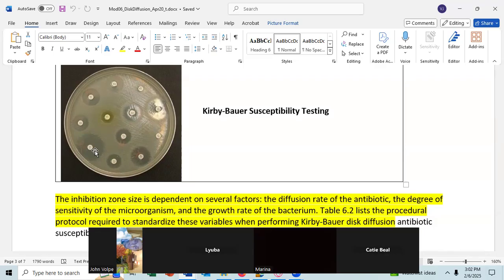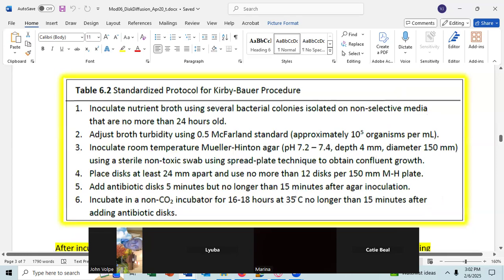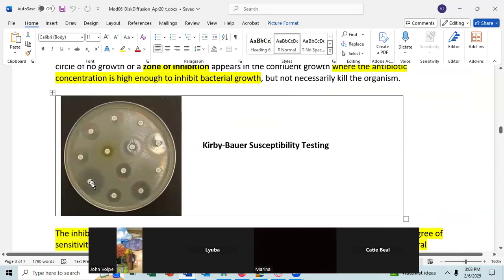It also will depend on the growth rate of the bacterium. Generally speaking, I think if the bacteria grows slower, it will have a smaller zone of inhibition than a bacteria that grows faster. It also depends on the density of the bacteria cells you put on the plate. The more dense the bacteria, the smaller the zone of inhibition. So table 6.2 looks at all the standard protocols we use for doing the Kirby-Bauer procedure so that when we get a zone of inhibition, we know it's mostly due to the sensitivity of the bacteria to that antibiotic.